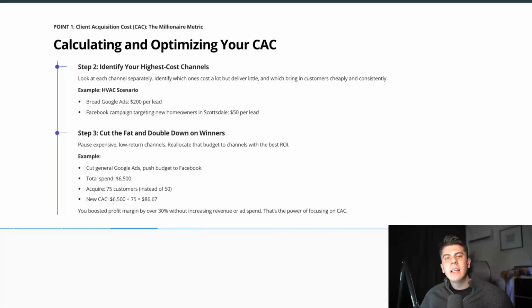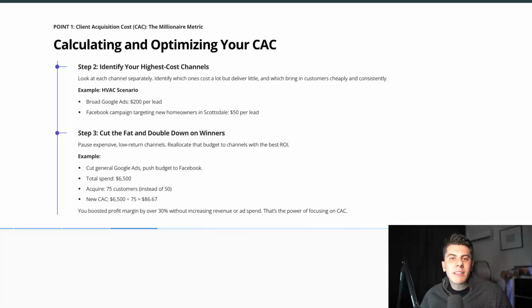Step three. Cut the fat and double down on winners. Now that you know which channels work and which ones burn cash, it's time to make strategic moves. Pause the expensive, low return channels. Reallocate that budget to the channels with the best ROI. I have an actionable example for you here. You cut your general Google Ads campaign. You take that freed up budget and push it into the hyper targeted Facebook campaign.